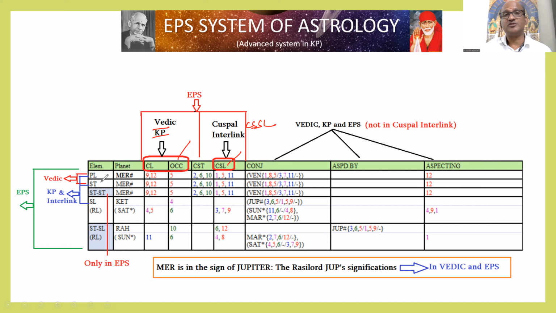Now we are going to study how to study a planet. For Mercury, what is it going to give? We will study Mercury's self-signification. Then Mercury in Nakshatra, we have to study the star lord. In Vedic, we take planet and star lord, Nakshatra. And in KP, apart from the star lord, we take the sublord also.